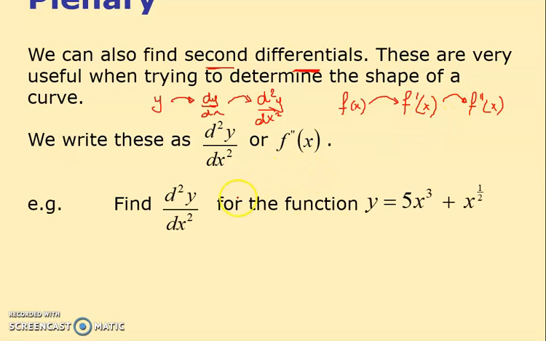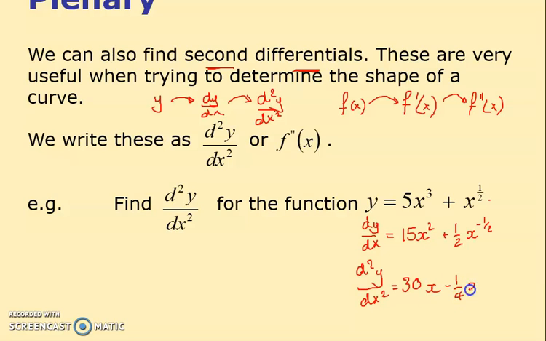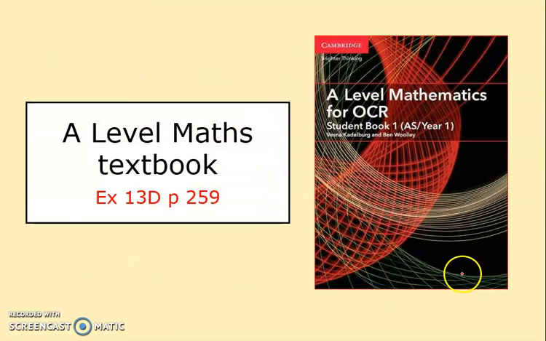So in this case, we'll just quickly do this. We've got this function. We've got d2y by dx squared. So I'll write dy by dx. Well, first of all, this is written as a nice power. That's okay. This becomes 15x squared. Knock off a power. Plus a half x to the minus a half. Do it again, d2y by dx squared is 30x minus a quarter x to the minus 3 over 2. See if you can get your head around that. And there's some questions for you.